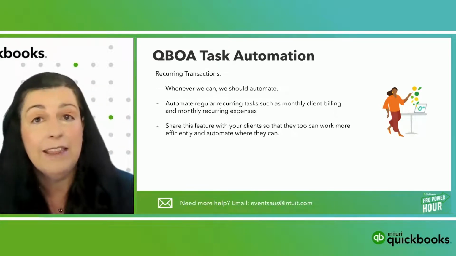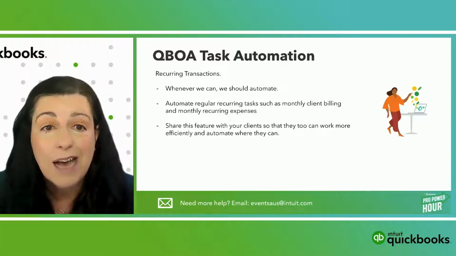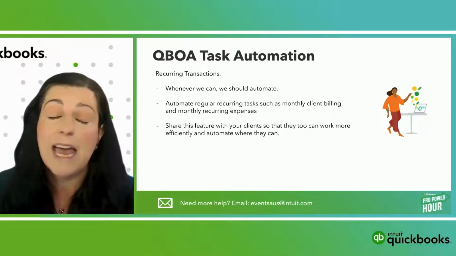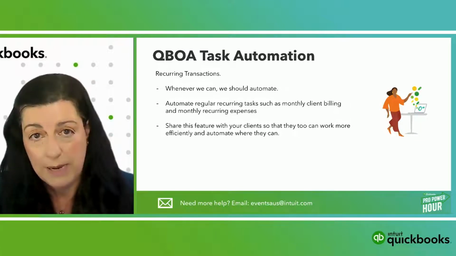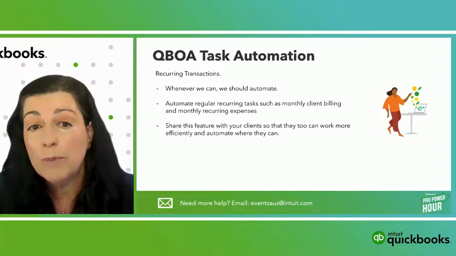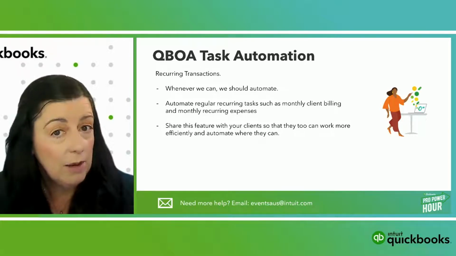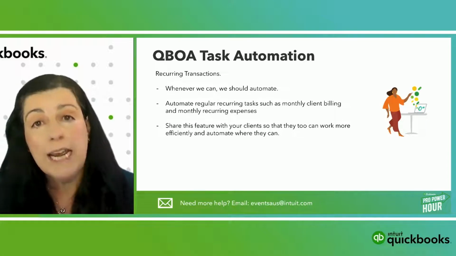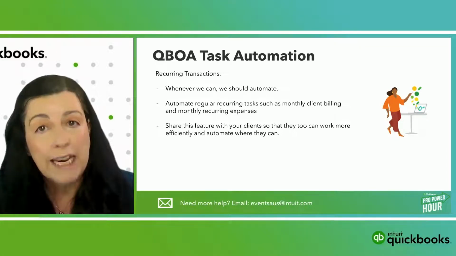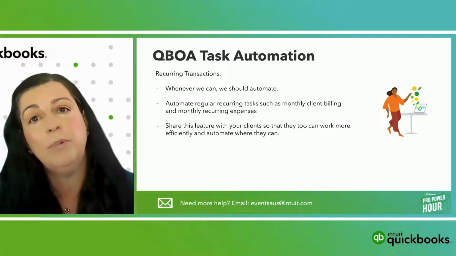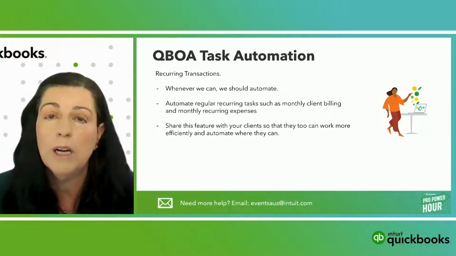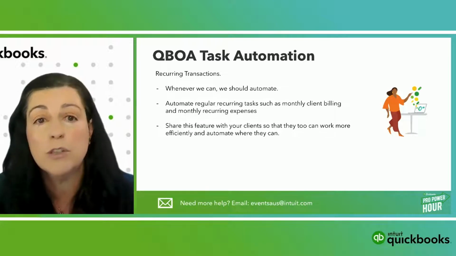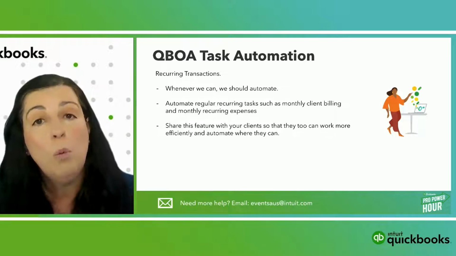Okay, QBO task automation. So definitely getting the theme on working smarter, not harder, and using things and being efficient. So recurring transactions, wherever we can, we should automate. So we should automate regular tasks such as monthly client billing and monthly recurring expenses. We should also share this feature with our clients so that they can work more efficiently. And just what I said before about a win-win, I want my clients to be successful. So encourage your clients, empower your clients, show this tool to your clients where you know that it can be used by them.